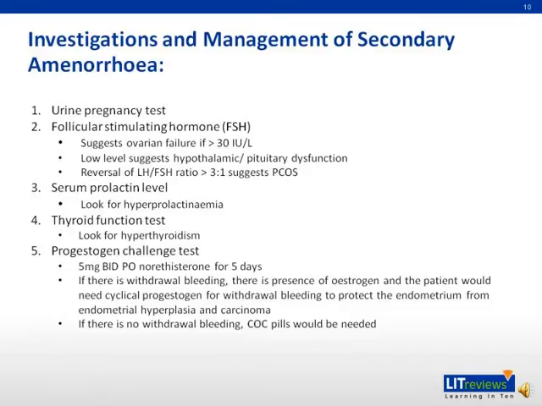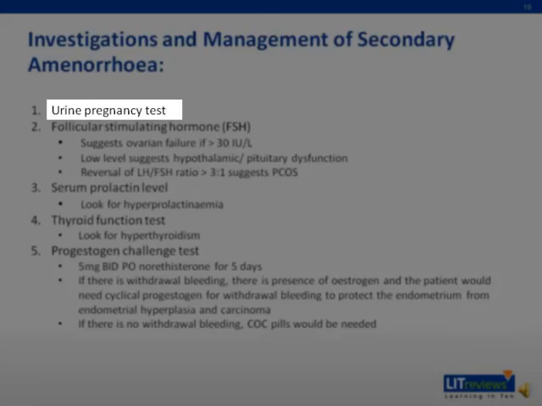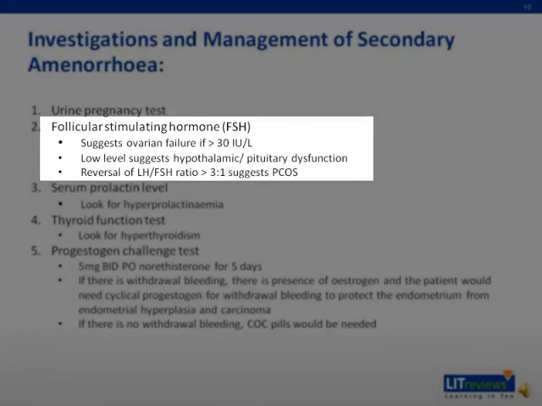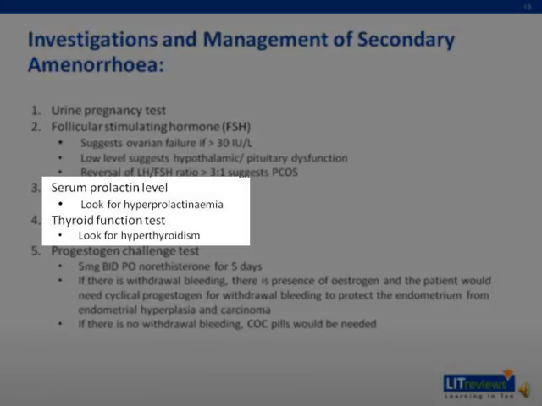So, to investigate for secondary amenorrhea, you have to remember to do a pregnancy test to exclude pregnancy. Take a blood test of follicle-stimulating hormone, FSH. If the FSH is more than 30, then this would signify ovarian failure, and if FSH is very low, then the disorder will be at the level of the hypothalamus, and if there is a reversal of the LH to FSH ratio, then this could be PCOS. And take blood tests to exclude systemic disorder if the woman has symptoms, prolactin as well as thyroid function tests.